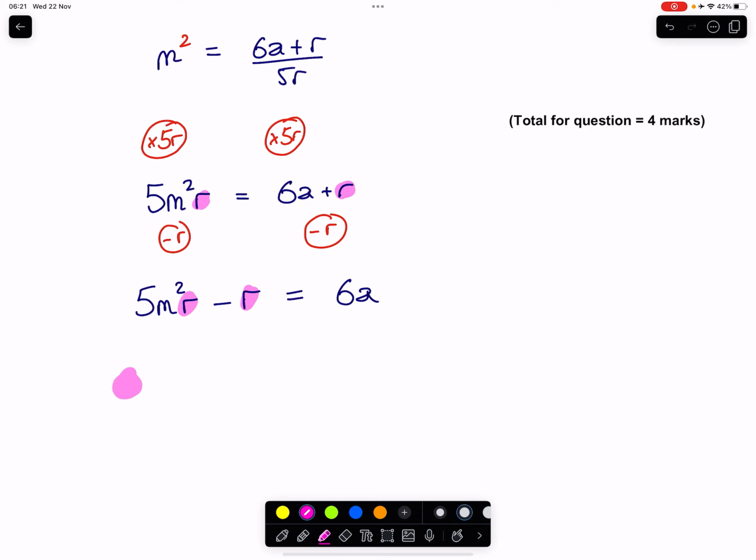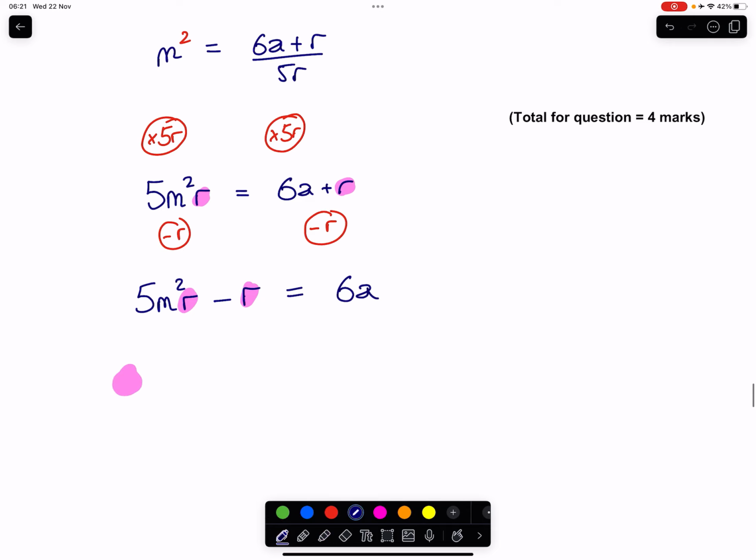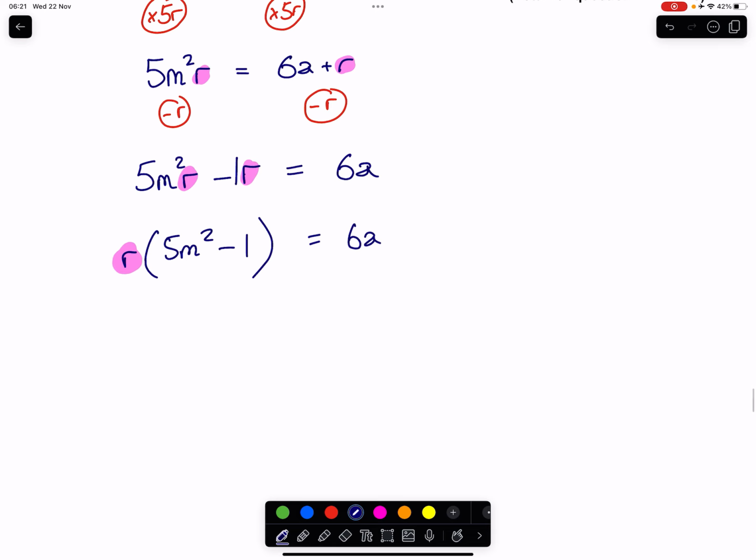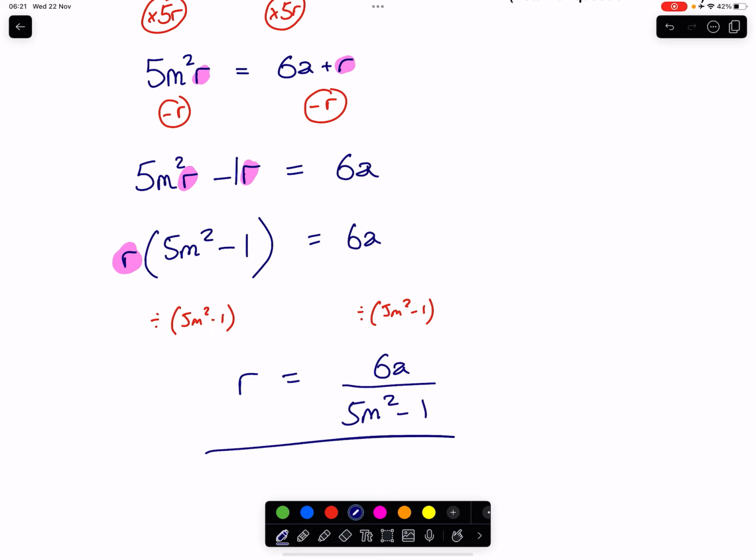Therefore, I have to take r out as a common factor and let the stuff that doesn't mix sit together in a bracket. So 5m squared, take away a 1, it's going to sit in the bracket like that. And now I have the ability to get r on its own, because r is being multiplied by this bracket, which means if I divide both sides by 5m squared minus 1, I can get r on its own, and therefore I'll have made it the subject. So r is 6a all over 5m squared minus 1. Done.